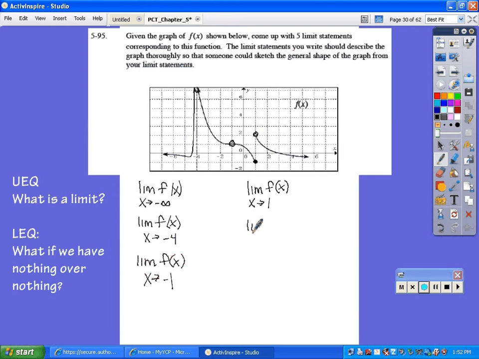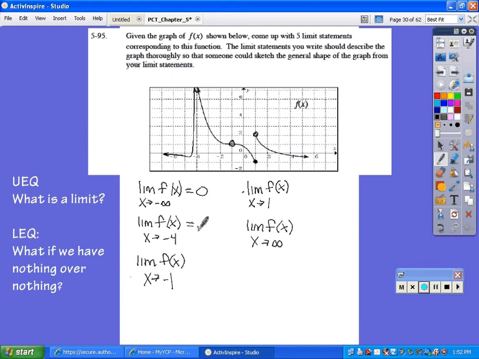Finally, we could do the limit of f of x as x approaches positive infinity. So there are 5 limit statements that you could use. Obviously, we can add many more by coming to negative 4 from the left and right, negative 1 from the left and right, and 1 from the left and right. Let's answer these real quick. As we go to negative infinity, what are we approaching? Here we are, we're approaching 0.